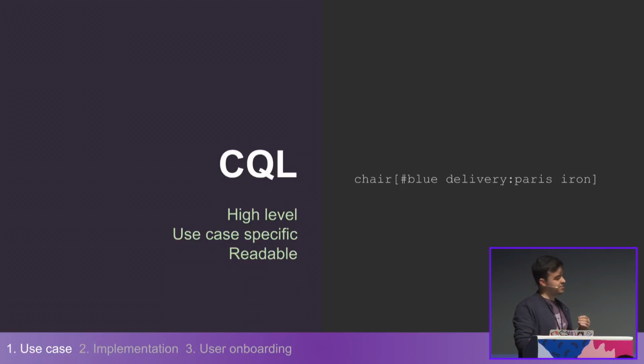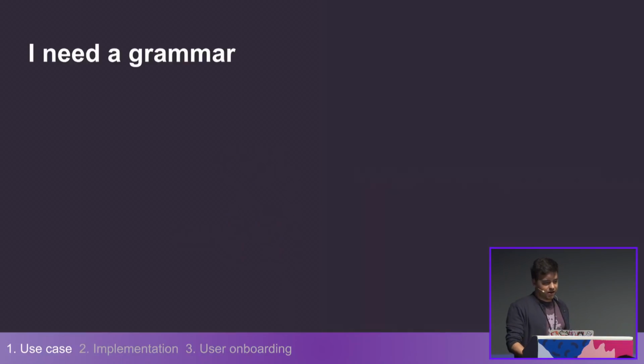It's also very specific to your use case, so you can make sure every word that the user types is relevant to your domain and expresses what the user is looking for, and there is nothing technical getting in the way. And finally, since it's high level and use case specific, it's also very readable because the only words in the query are about your domain and not technical. So this seems to be a good solution for our use case here. It's probably not perfect, but we'll get into the limitations a bit later.